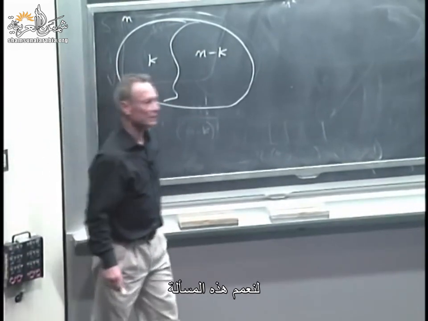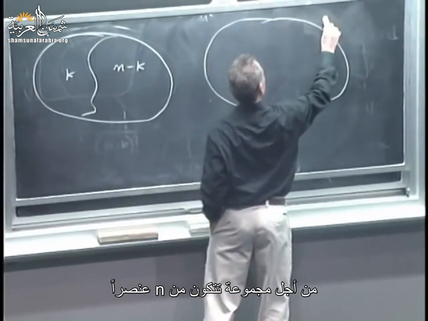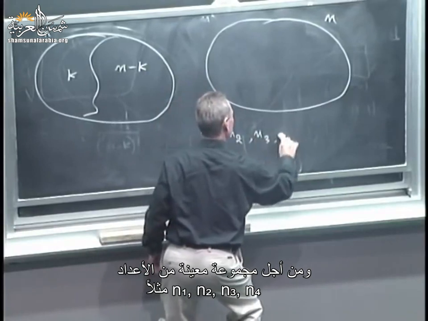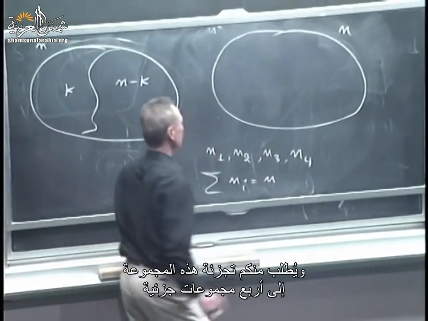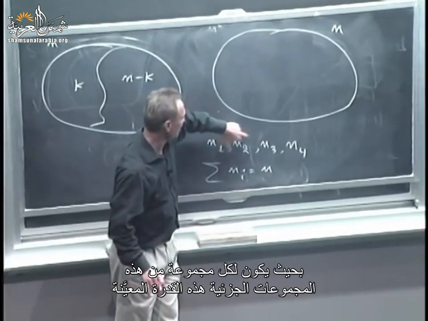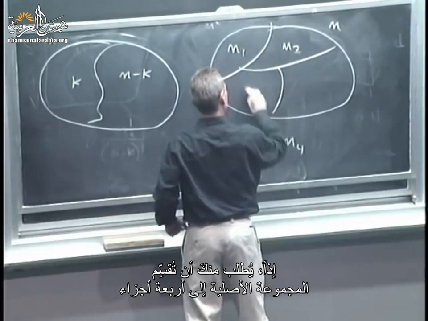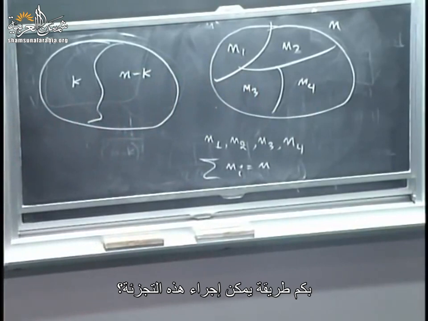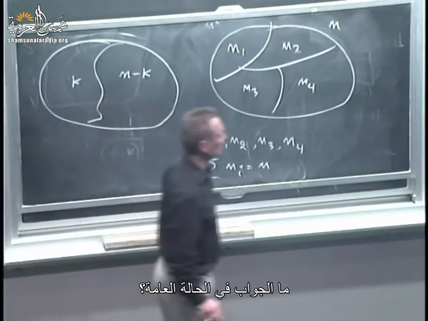Now, let's generalize this question and start counting partitions in general. Somebody gives you a set that has n elements. Somebody gives you also certain numbers, n1, n2, n3, let's say n4, where these numbers add up to n. And you're asked to partition this set into 4 subsets, where each one of the subsets has this particular cardinality. So you're asking to cut it into 4 pieces, each one having the prescribed cardinality. In how many ways can we do this partitioning? N choose k was the answer when we partition in 2 pieces. What's the answer more generally?